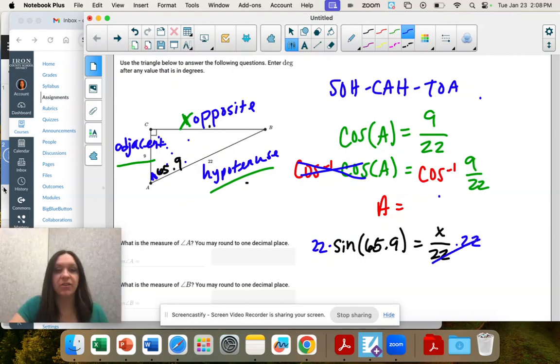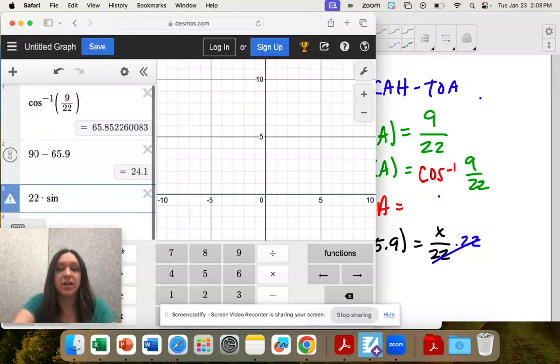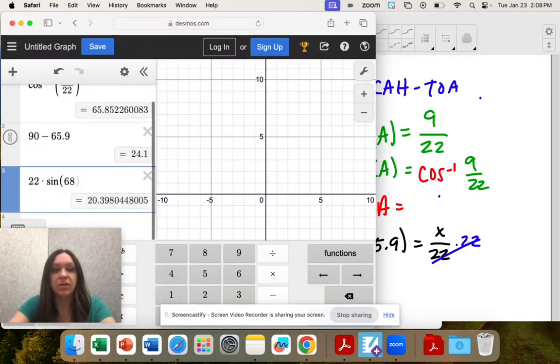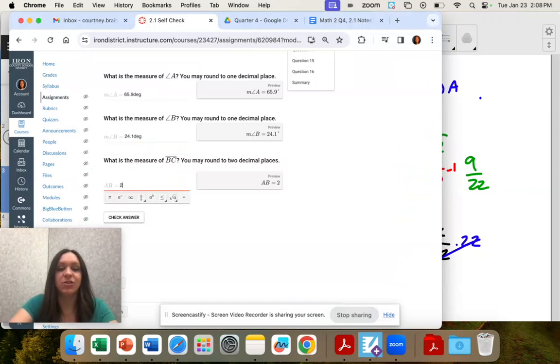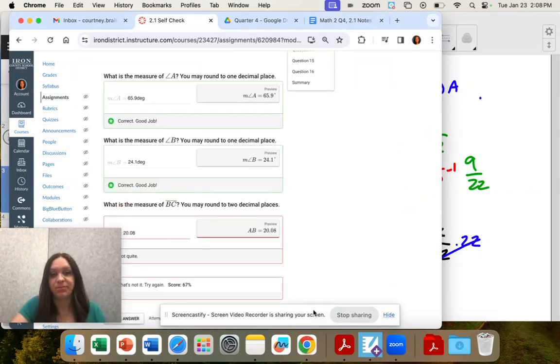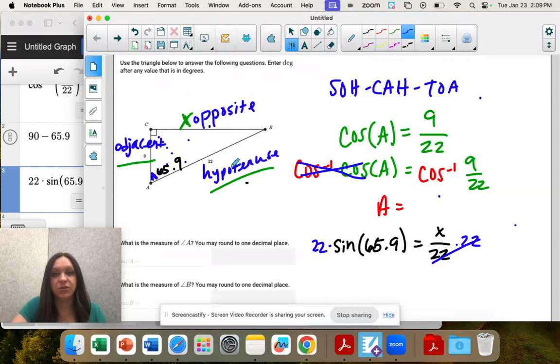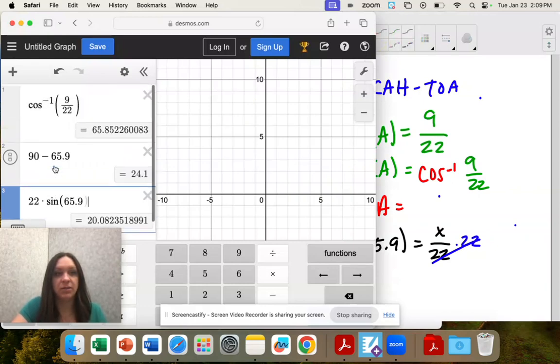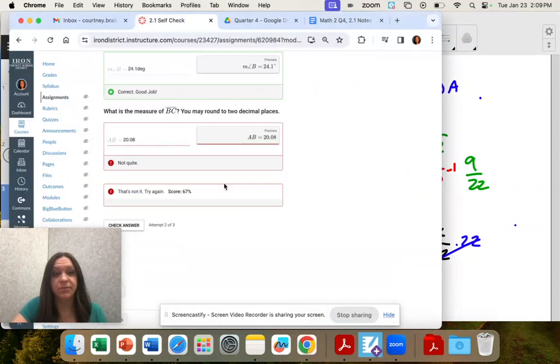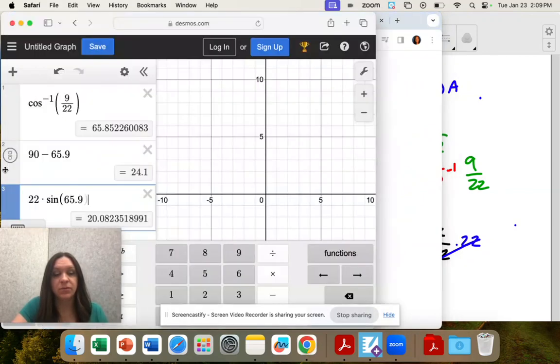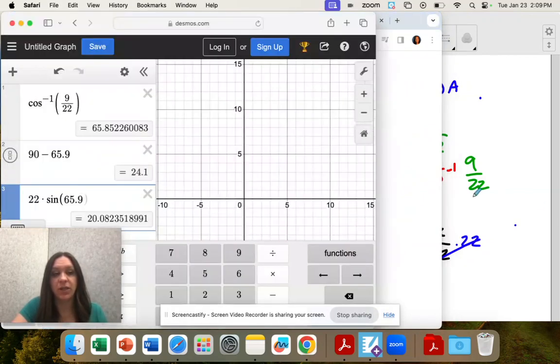So 22 times sine of 65.9. 20.08 rounded to 2 decimal places. Uh-oh. X over 22, sine of 65.9. What is going on? 20.08.